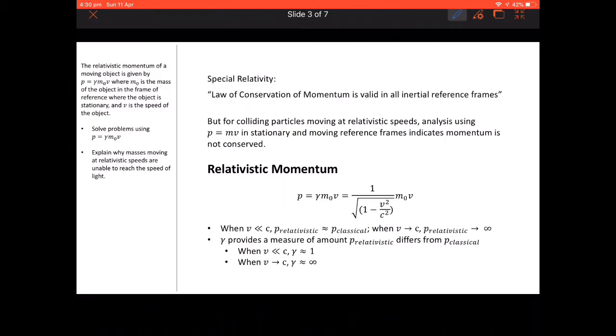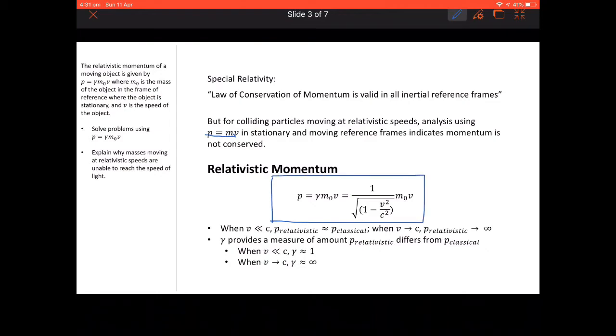Special relativity states that the law of conservation of momentum, and indeed the laws of physics, are the same or valid in all inertial reference frames. But for colliding particles moving at relativistic speeds, analysis using the momentum equals mass times velocity equation in stationary and moving reference frames indicates that momentum is not conserved, so this needs to be adjusted. So the relativistic momentum of a particle is given by this lovely whopping big equation here.